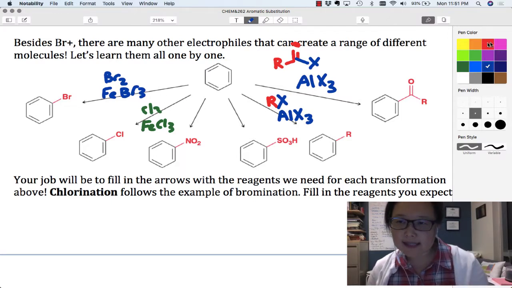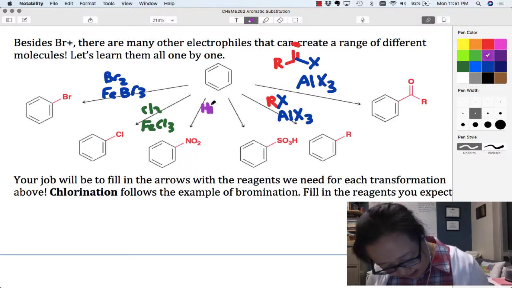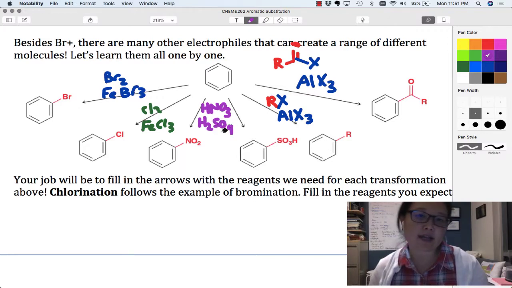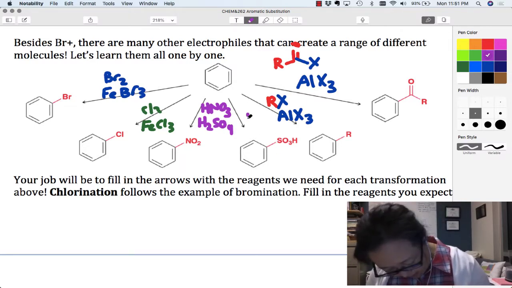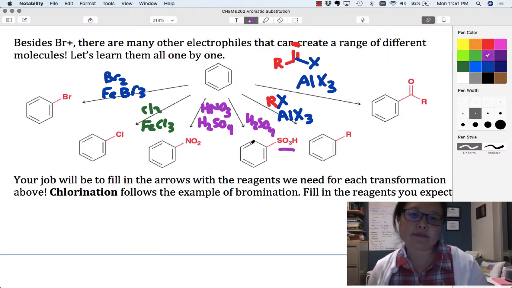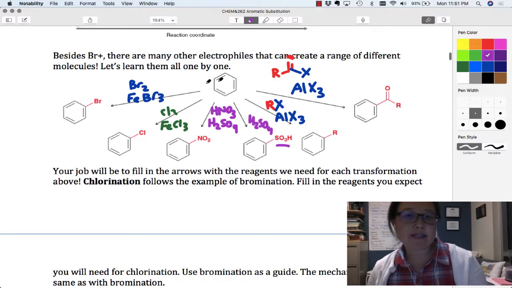And then the last thing is if I want a nitro group, that comes from nitric acid, HNO3, in acidic solution from concentrated sulfuric acid, H2SO4. Or if I just have H2SO4 by itself, then I could have a sulfonyl group added on. Okay, and sometimes we call it fuming H2SO4 because you can see fumes coming from it. It's so concentrated.